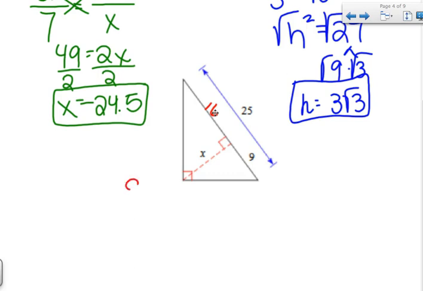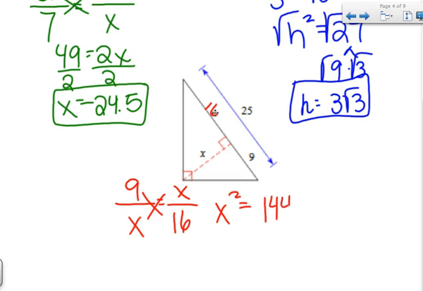So I'm going to say side over the altitude equals the altitude over the other side. Okay? Cross multiply. I get x squared equals 144. Square root both sides. What's nice about 144 is it's a perfect square. So x equals 12.